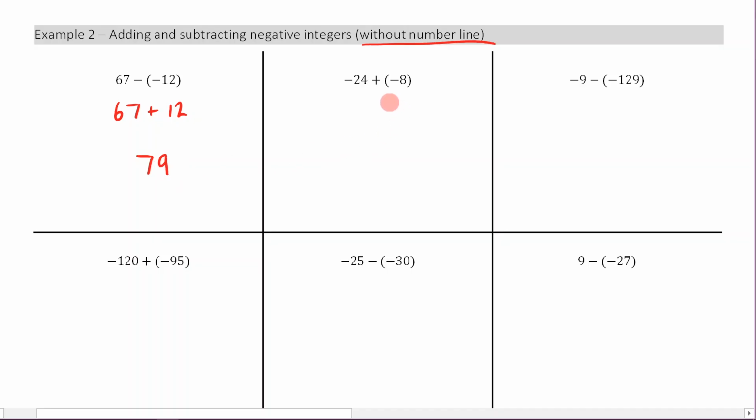We come over here, and this time we're going to rewrite this as negative 24. When I'm plussing a negative, I know it's just minus whatever this is. So it's going to be negative 24 minus 8, and that's going to be negative 32.